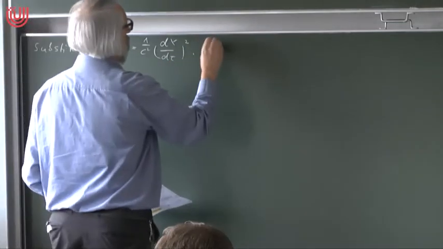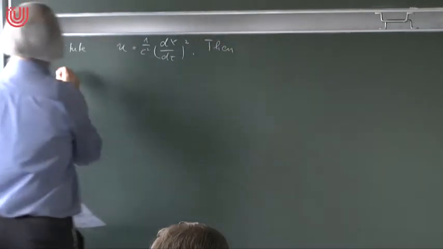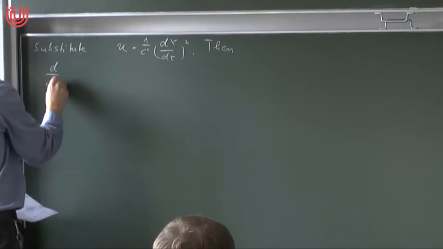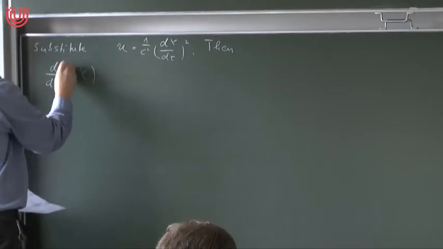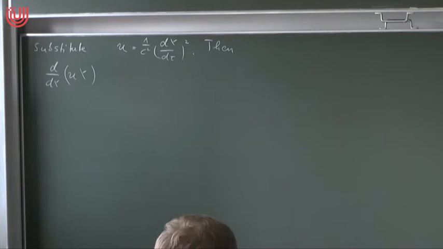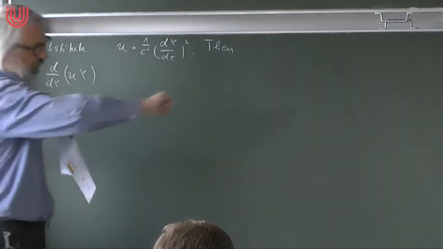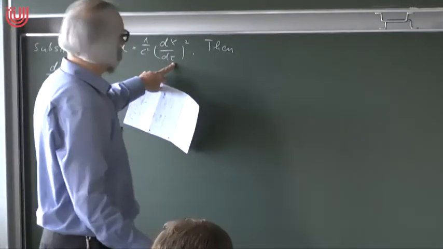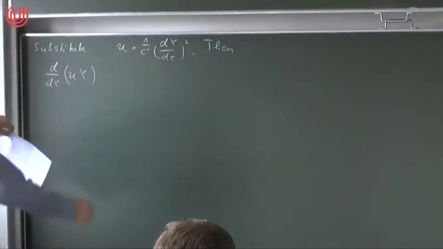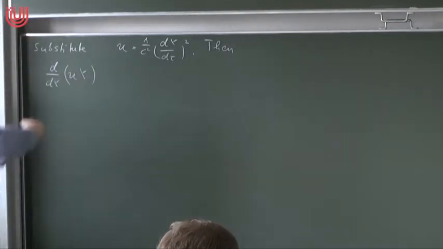So then we can calculate the derivative with respect to y of u times y. I'm now on the real line parameterized by tau. Rho is fixed, rho is a parameter. And on this line I have my function y.